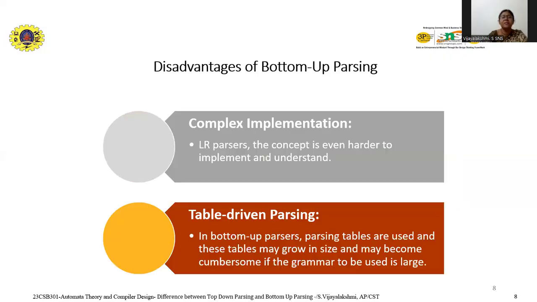And then disadvantages. That is, complex implementation, because an LR parser is harder to implement and also to understand. More specifically, LR parsers are table-driven. In bottom-up parsing, the parsing tables are used, and these tables may grow in size if the grammar is large. So it is more hard.